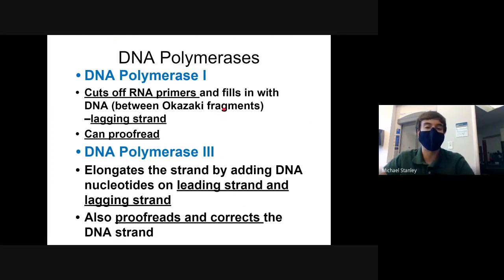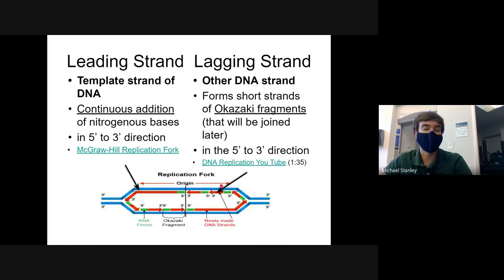Eventually, we got all the DNA copied, but we still have those little RNA primers left over. We don't want that RNA in our DNA, so polymerase 1 comes along, cuts out those RNA primers, and fills them in with DNA. So essentially, polymerase 1 is responsible for cutting out these little green RNA primer sections and filling them back in with red DNA, the stuff that's supposed to be there.